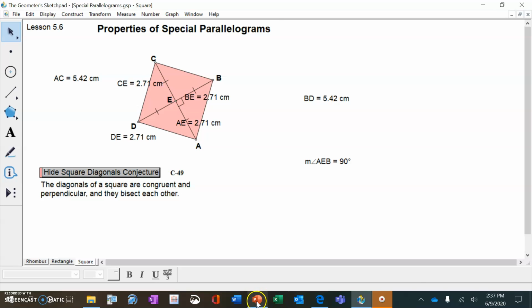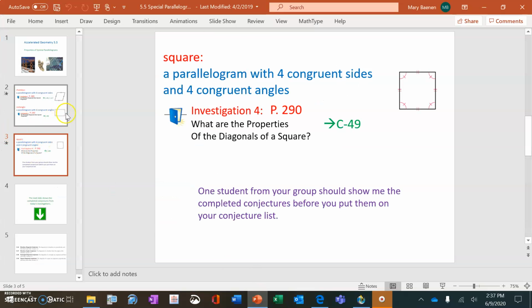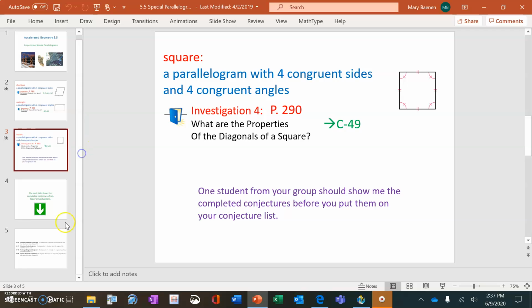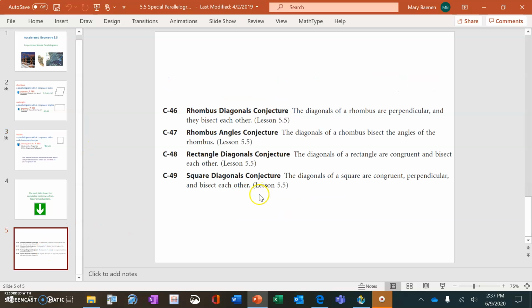Now if I go back to the class notes for the day, I have all of these conjectures listed as the last slide. So you can look at conjecture 46, 47, 48, and 49. Make sure you put them on your conjecture list, and also draw appropriate sketches for each of them so that you can look at the sketch and know what the conjecture is about, or look at the conjecture and know what the picture is about.